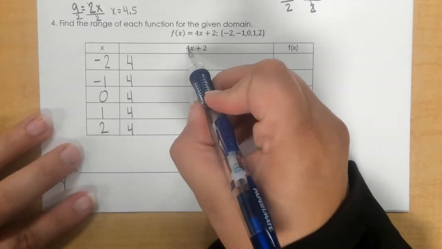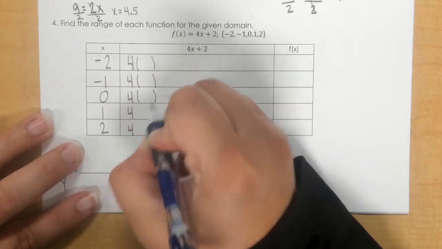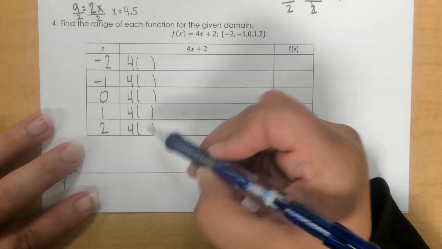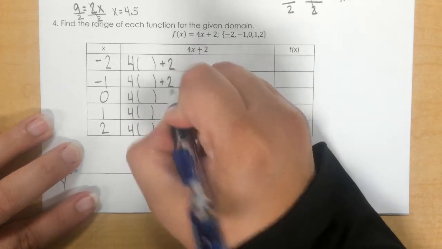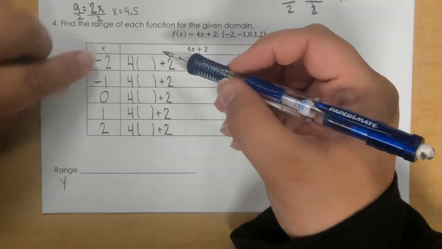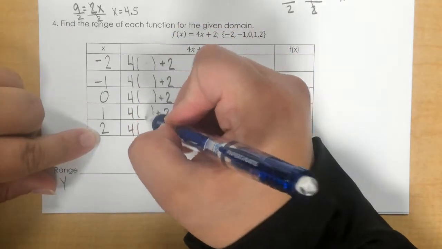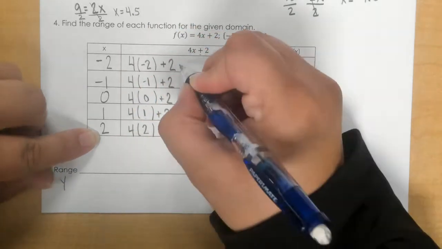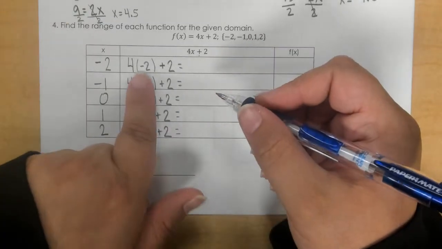And then we're going to take 4 times your x. To show multiplication, we're going to use those parentheses. And then after the parentheses, you're going to add 2. So your x values right here, you're going to plug them in to this. And now my goal is to go through and solve each one of these math problems.